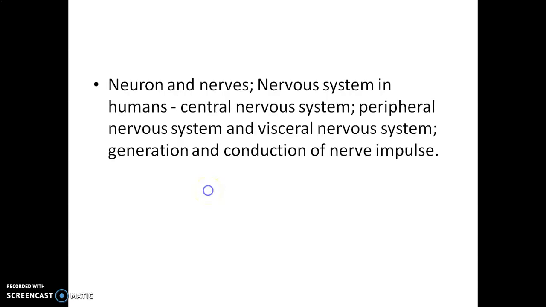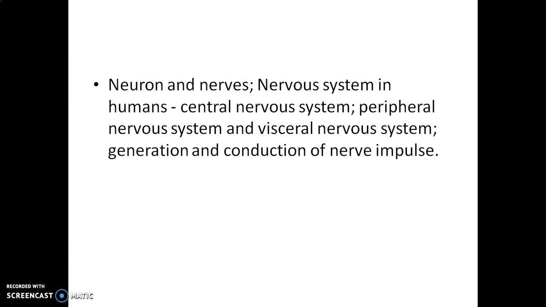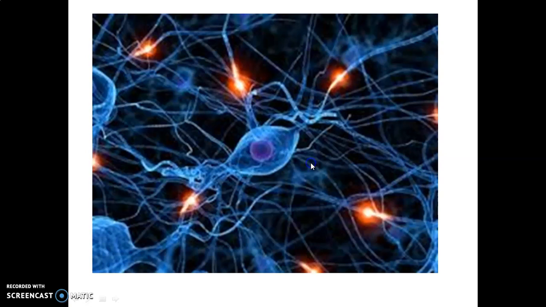Today we are starting a new lesson, that is chapter 21, neural control and coordination. The topics from this lesson are neuron and nerves, nervous system and human central nervous system, then peripheral nervous system, visceral nervous system, generation and conduction of nerve impulses.